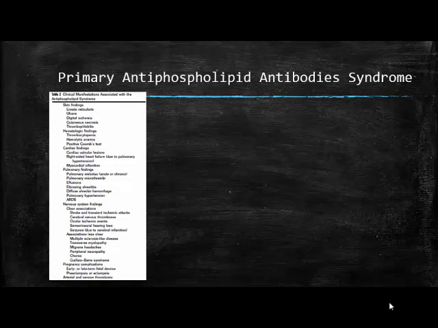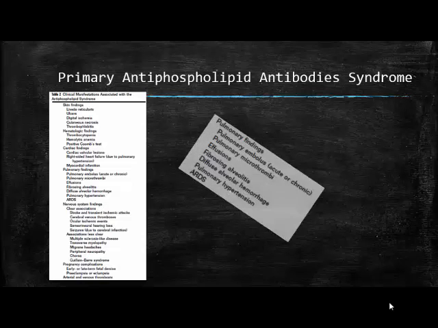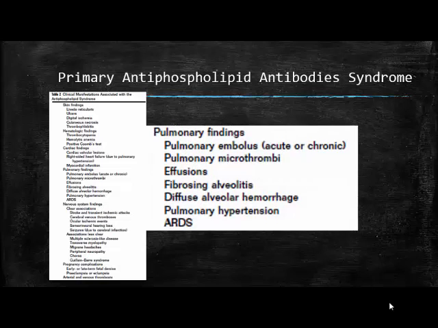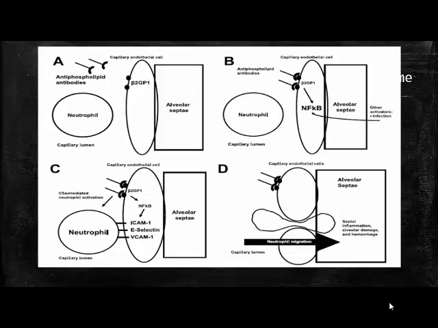Now, an interesting thing about primary antiphospholipid antibody syndrome: I always thought it was just a thrombotic disease, but patients also come with diffuse alveolar hemorrhage, and this is within the pulmonary findings of antiphospholipid antibody syndrome. And how does that happen? It's through the following mechanism.